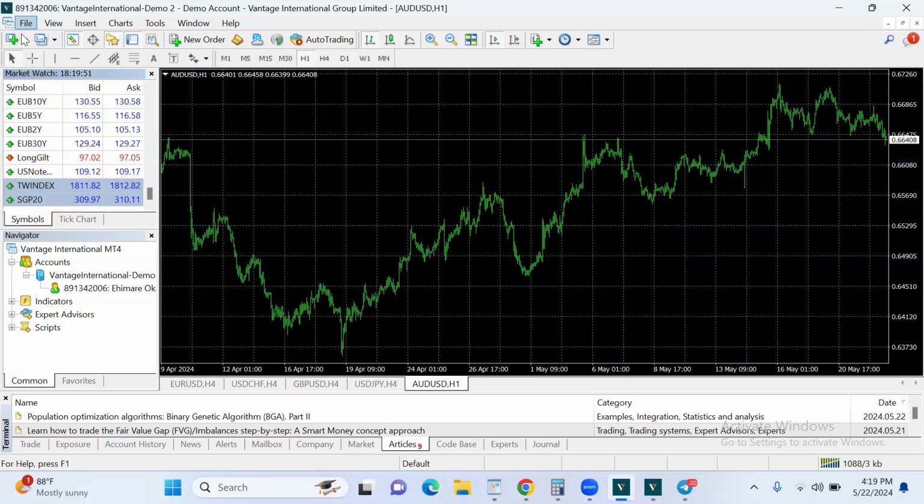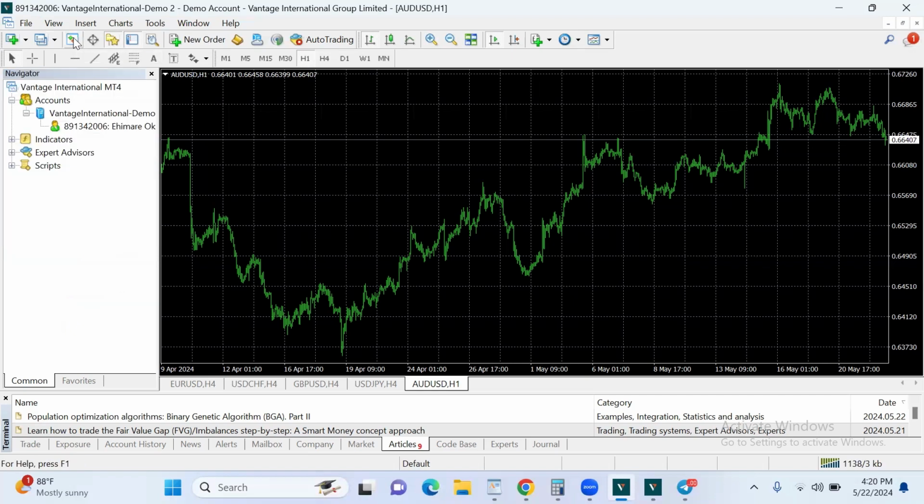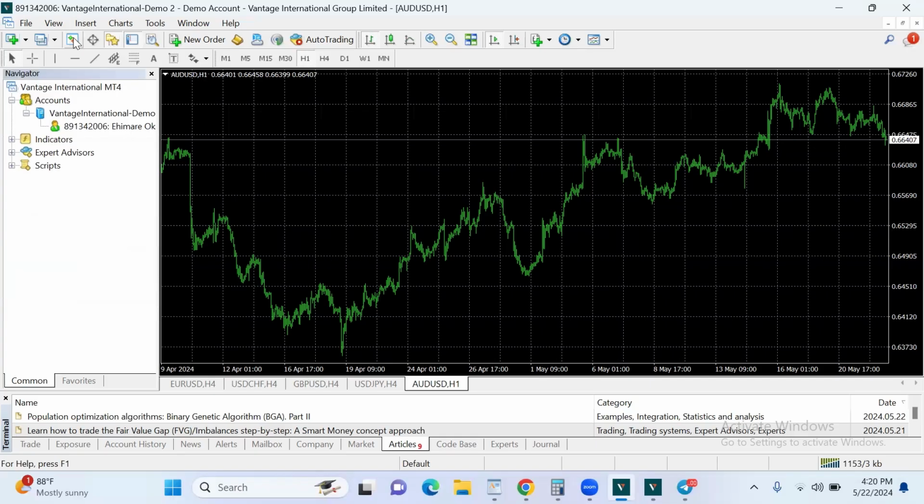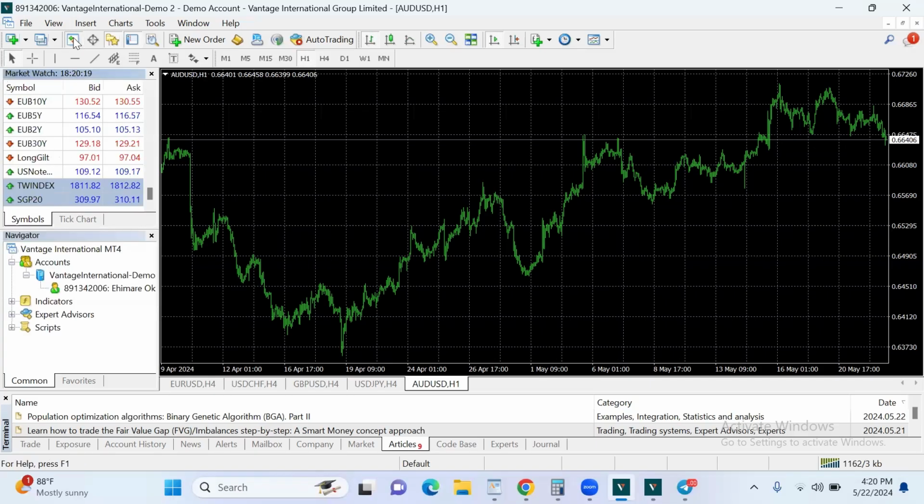Now let's look at what's on the top of the screen here. The second one here is profile. We'll leave profile alone. Then you see this market watch. This is the icon for market watch. When you toggle it, market watch disappears. When you click on it, market watch appears. You toggle it like this, market watch is gone. You click on it again, market watch appears, right?